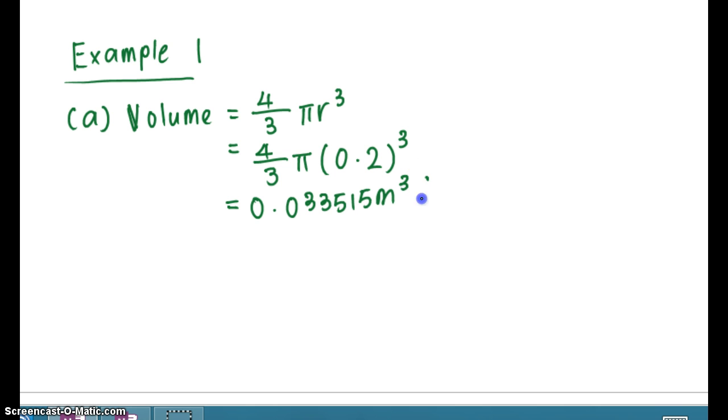And because we need this answer for part B, we must have a more accurate answer, which is rounded off to 5 sig fig, before we can have the final answer rounded off to 3 significant figures.